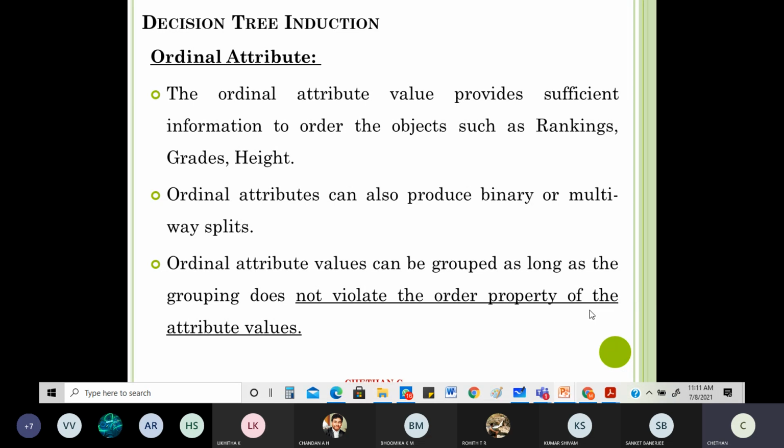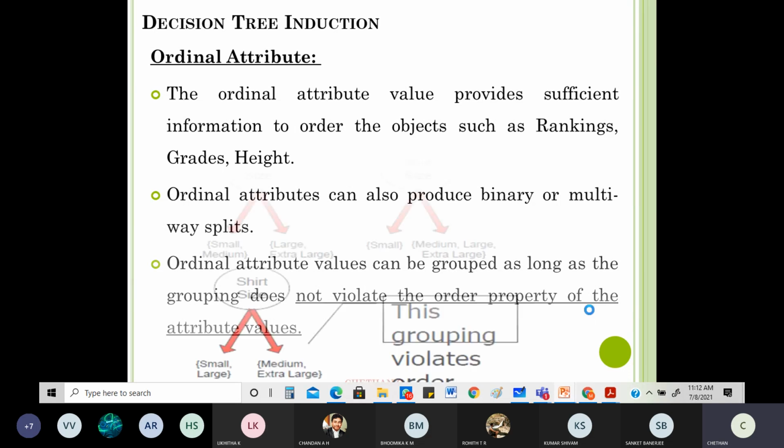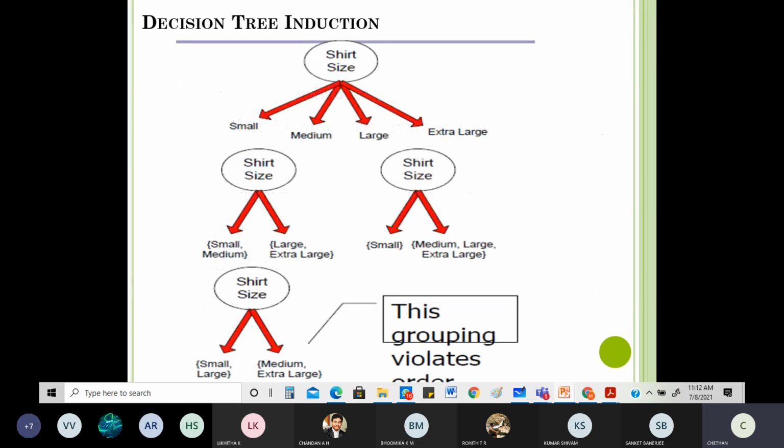So ordinal attributes can be grouped as long as the grouping does not violate the order property of the attribute values. What is the meaning of violating the order property of attribute values? Is there a property like that? Yes, there is. And what do you mean by violation of it? You are going to see an example. You cannot violate the order property of attribute values. What is that property? In very simple terms, it looks like this.